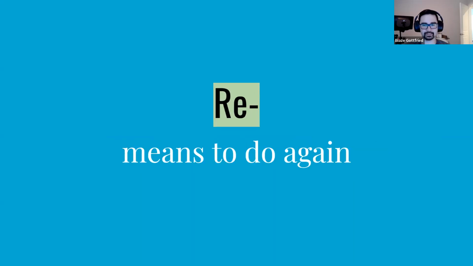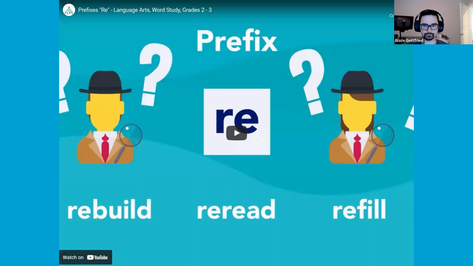So the prefix re means to do something again. So if you were to retry or redo, reheat, things like that. So we've prepared a 2-minute long video for you to watch about re. So I will play that now.